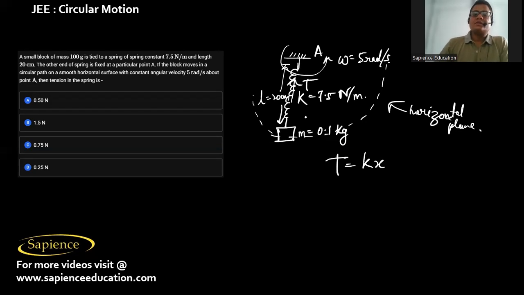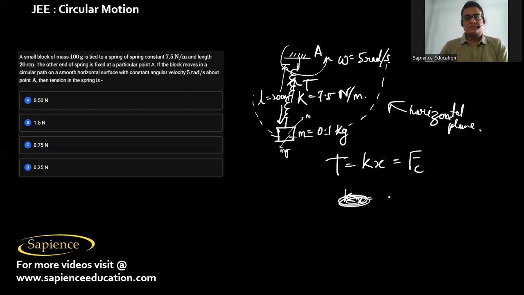So here only the tension force is acting towards the center. The normal reaction upwards and mg downwards are not the forces towards the center. These forces are not acting towards the center, so these forces will not contribute to the centripetal force. So the tension force, that is kx, is the only one equal to the centripetal force.